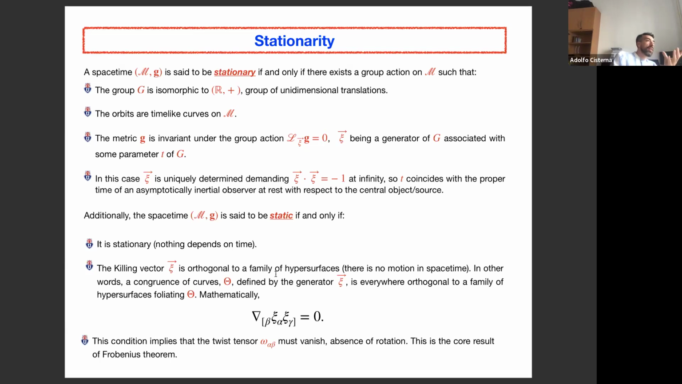And intuitively, we can say, okay, the spacetime does not depend on time at all, but also nothing is moving. So this is the difference with stationarity, in which things do not depend on time, but actually there is some degree of movement, which is the rotation. And actually, from this Frobenius condition, you can prove that if it is satisfied, the twist tensor of your spacetime must vanish also, and this implies that there is no rotation. So a static spacetime does not rotate at all. And in very simple terms, you can say that usually the metric representing a static spacetime must be diagonal.